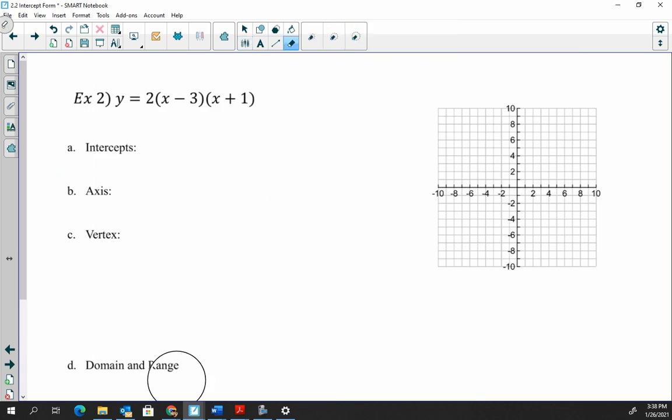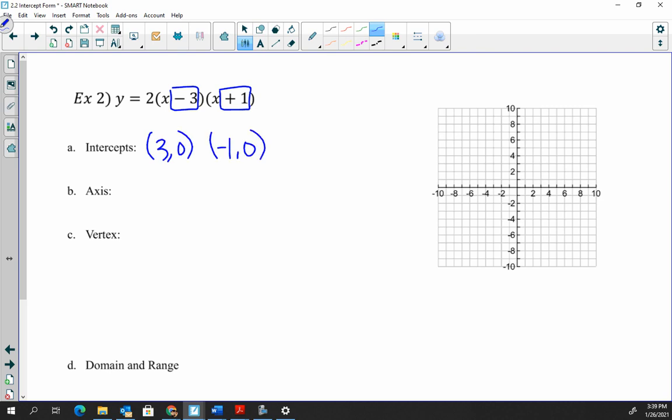So let's look at this one. Here's my equation, 2 times x minus 3 times x plus 1. So again, to find the x-intercepts, all I do is look at these numbers inside of the parentheses and change the signs. So one of them is going to be 3, 0, and one of them is going to be negative 1, 0. Okay? So there are my x-intercepts.